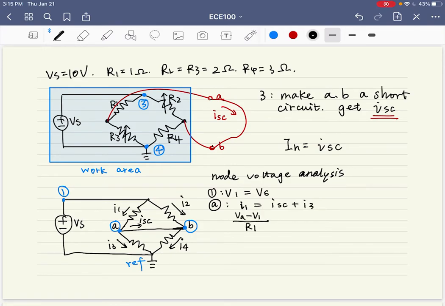And because a current is flowing into it, there's a minus here, it is equal to ISC, VA over R3, right? And for node B, current flowing in, flowing out. I2 E1 minus, right? And we already know it equals 10 volts. We get V1 equals 10.